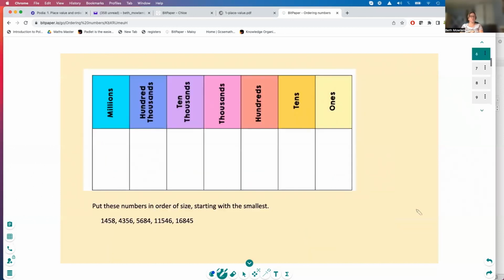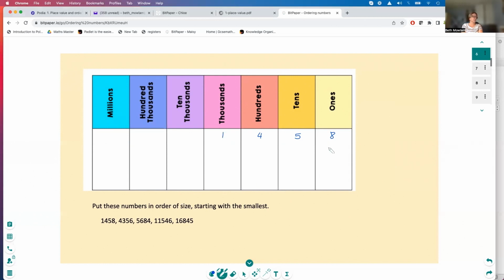So we can use this table to help us put numbers in size order. First of all, we are going to write each number into the table. You might have an idea already of which ones are bigger and which ones are smaller, but let's put the numbers in order. Remember, I'm always starting with the units column.